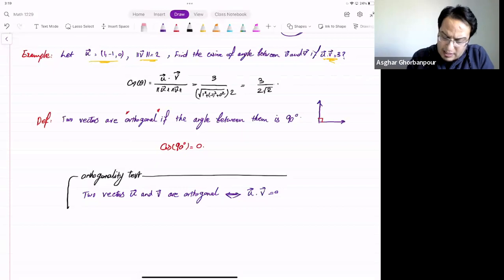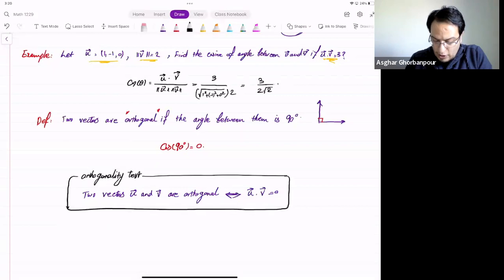The other way around is also true, meaning that if the dot product is 0, then the vectors are orthogonal. And this is very key and very important for us because we will use this test to check the orthogonality of two vectors. Without this test, it's very difficult to check. But just by doing the dot product, you can find out if two given vectors are orthogonal or not. So let me write one example here.